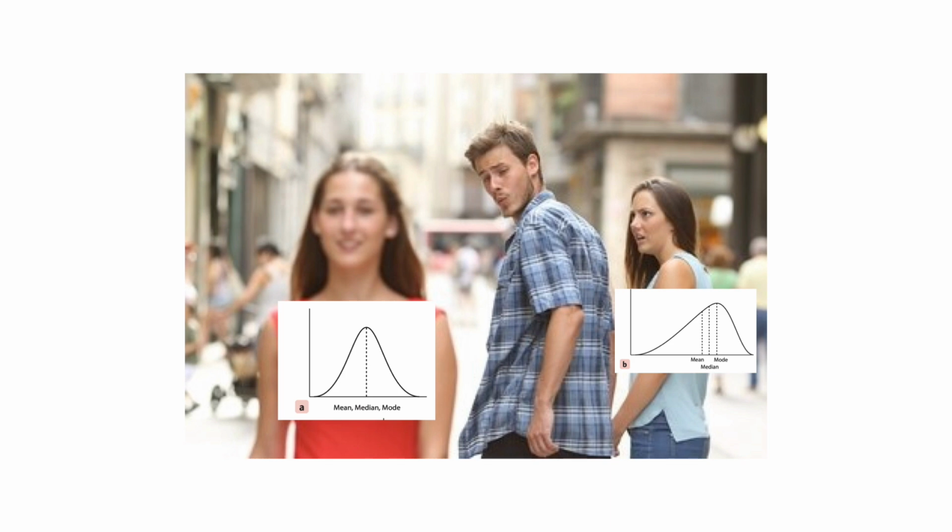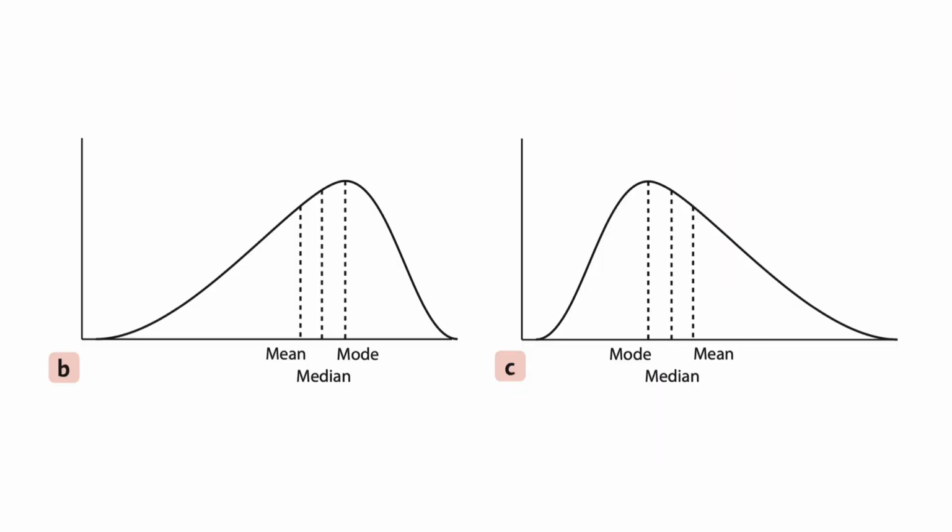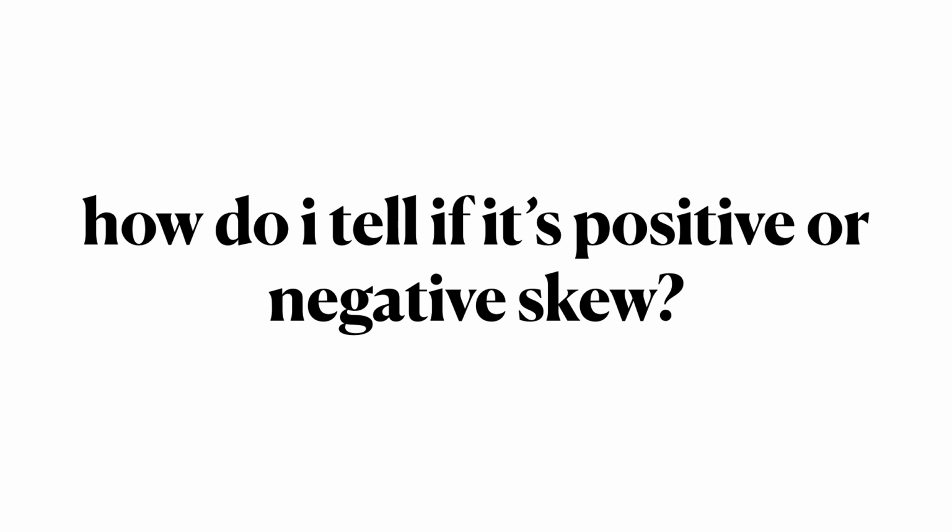And this is usually due to the effect of outliers, but can also happen in general if something is not normally distributed. Now, this is an example of skewed data. You can see it's not that perfect symmetric shape, but a very common question that the MBME loves to ask is, how do I tell if it's a positive or a negative skew?